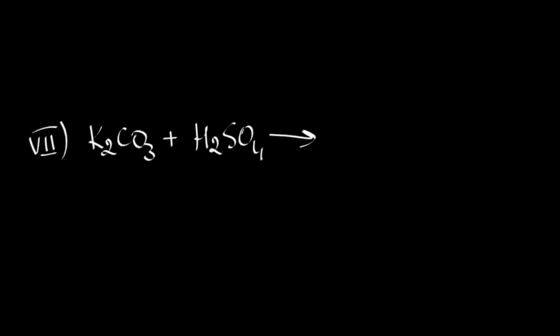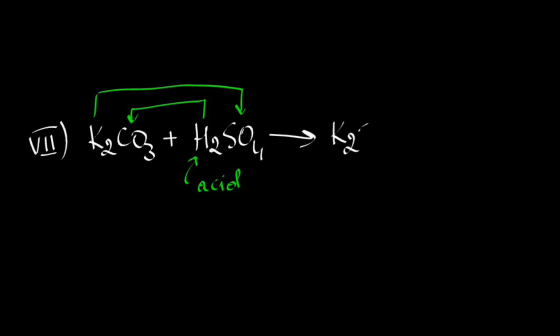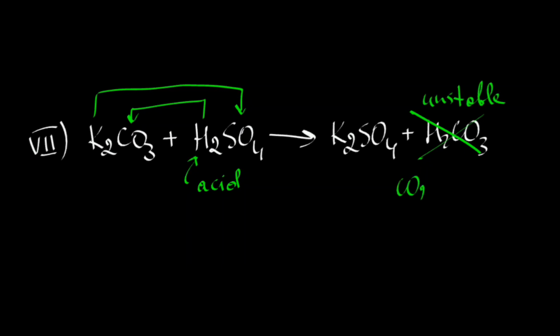This time, we have a double displacement reaction between potassium carbonate and sulfuric acid. Because we have an acid present, the reactants rule doesn't apply, and we can proceed with the reaction. Like always, two products are formed, potassium sulfate and carbonic acid. The latter is an unstable product, so we cross it out and instead we write CO2 plus H2O.